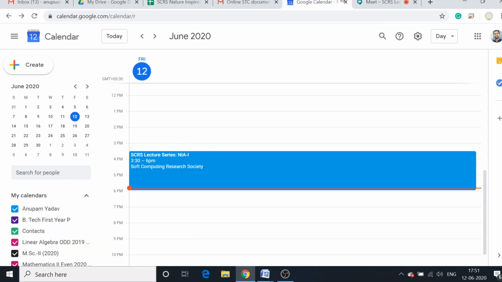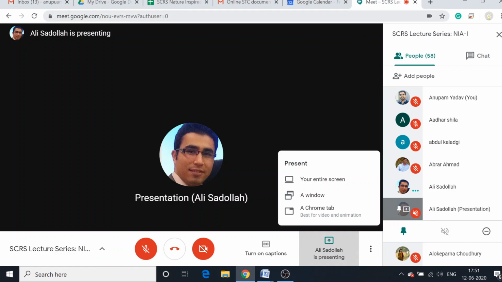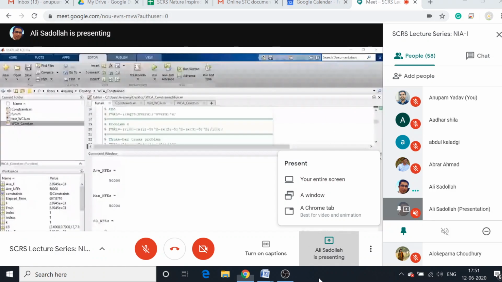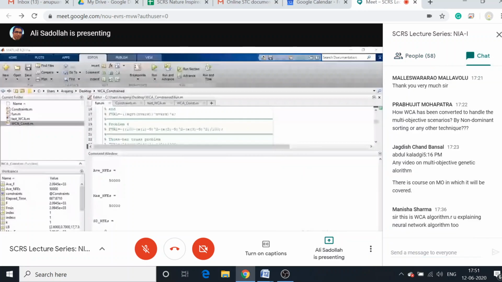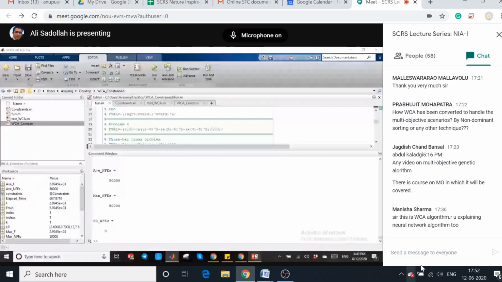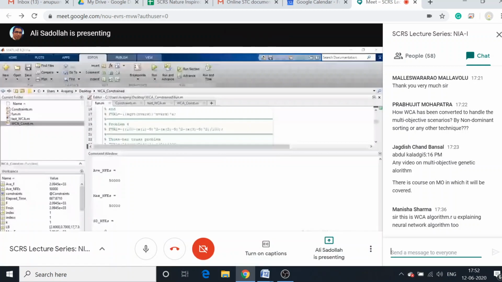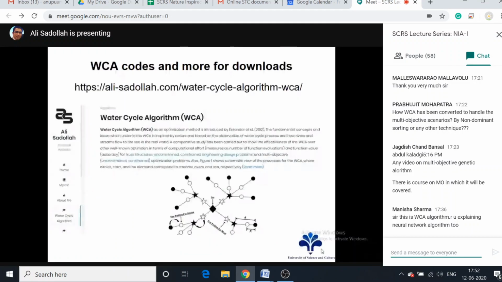So how about moving forward? If there's any question, I can answer the questions. These codes are also available on the website. You can go to ali-sadullah.com under the download, under water cycle algorithm. Here you can click, and then you can find the codes for standard, constraint, multi-objective, discrete versions, something like that.